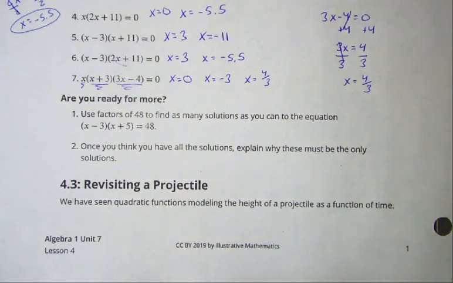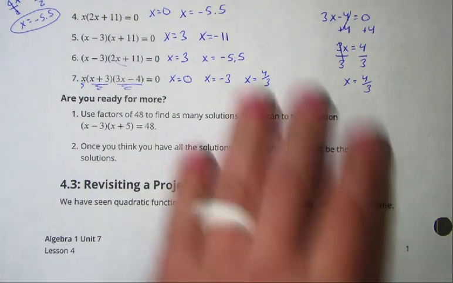In this video, we're going to be talking about activity 4.3, which is about revisiting a projectile. A projectile is anything flying through the air, so a ball, a rocket, a potato, whatever it is. So it says we have seen quadratic functions modeling the height of a projectile as a function of time, things being flown through the air.